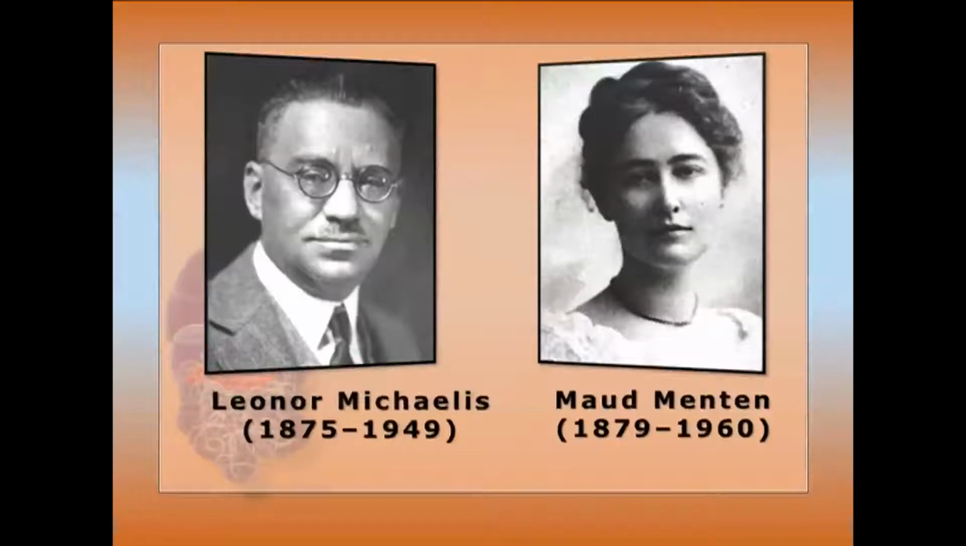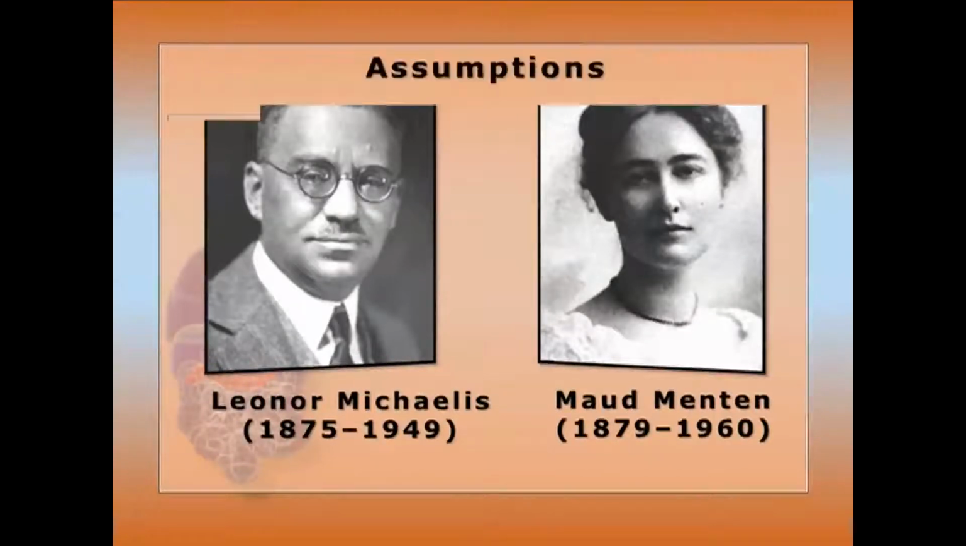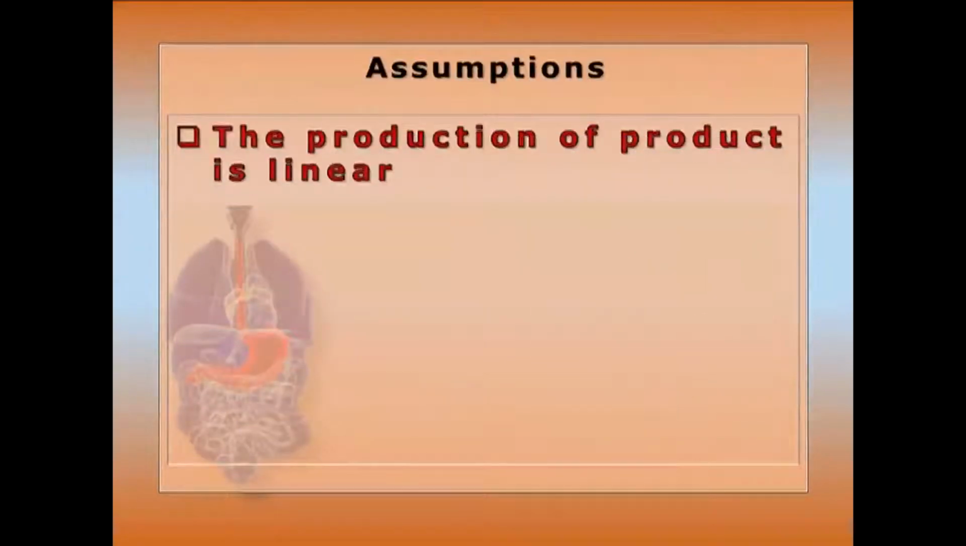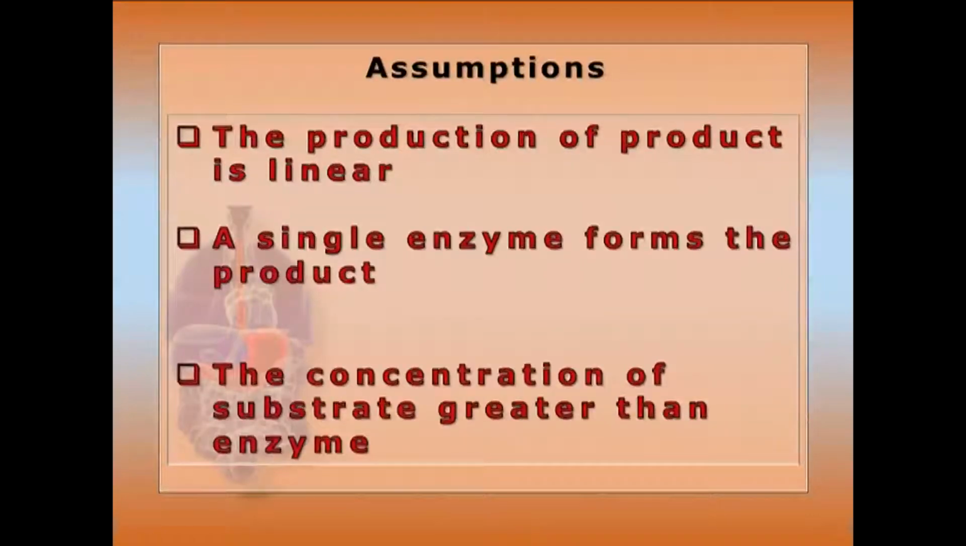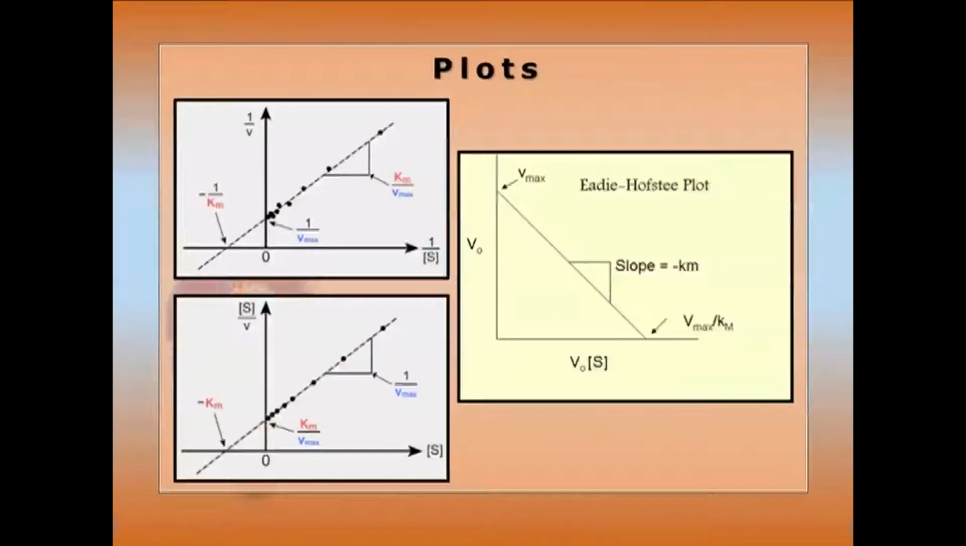Assumptions: for Michaelis-Menten there are many assumptions. Product production is linear, no cooperativity, no allostericity is present, and a single enzyme gives rise to the product, and without enzyme no product formation happens. Now, this hyperbolic curve gives rise to scattered, non-precise points at higher and lower substrate concentrations.